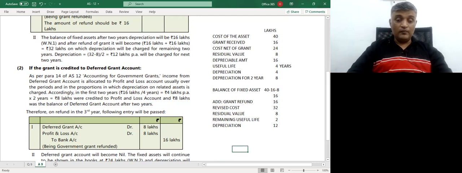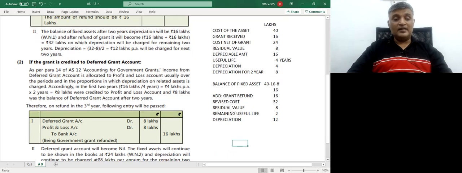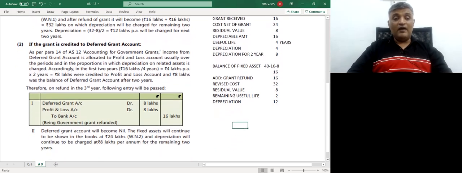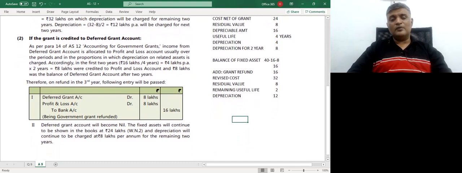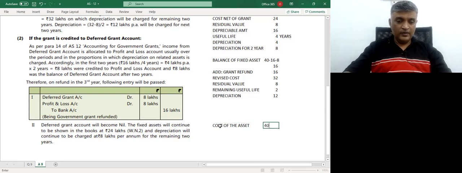Now comes an important question, sir. What will happen to the fixed asset? He is asking you the value of the fixed asset. Value of fixed asset will continue to be shown at 24 lakhs. How is it 24 lakhs? Very same. How? Initially it was what? It was 40. So look at this. What was the cost of the asset? It was 40. What was the depreciation for year 1?